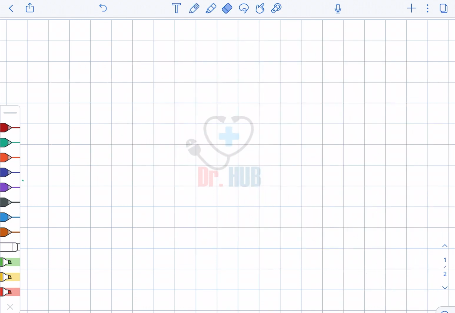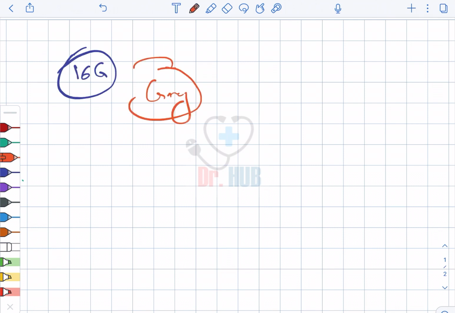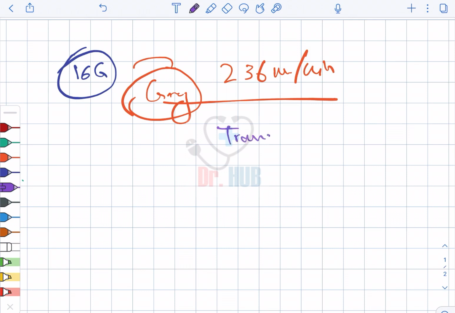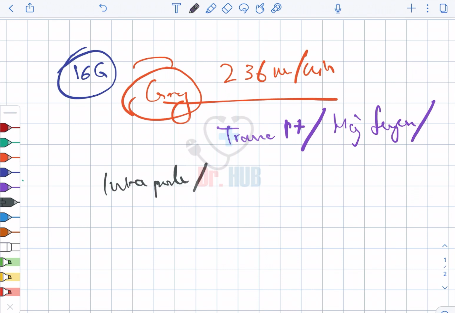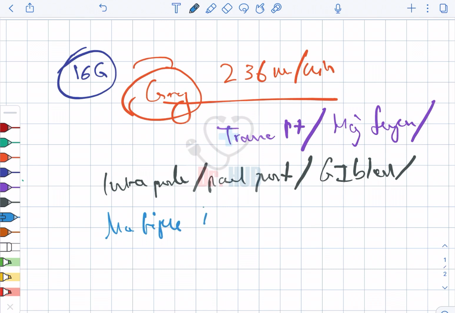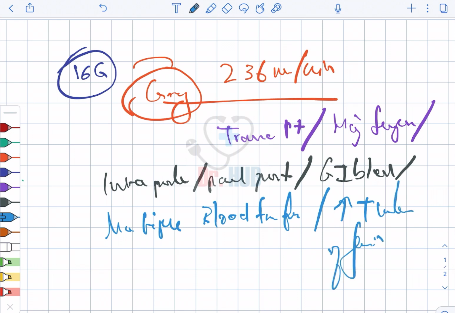Next, moving ahead, 14G we have seen, now 16G. So 16G, it is gray in color. So here it is slightly less, that is 236 ml per minute. So this is also again used in case of the trauma patients. It is used in case of major surgeries, as well as in the intrapartum and the postpartum, in case of the GI bleeds, as well as the multiple blood transfusions, as well as the high volume of the fluids.